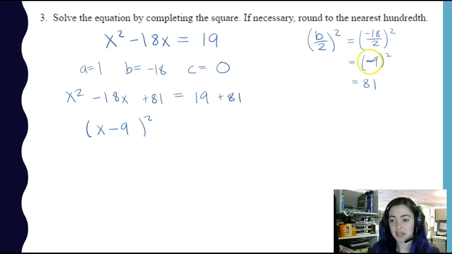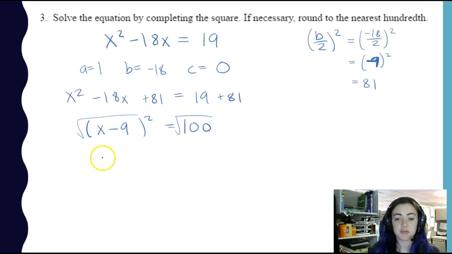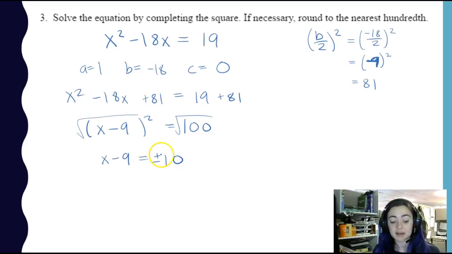That minus 9 kind of shows us. That equals 19 plus 81, so 100. Now we can solve that. So we can take the square root of each side. We have x minus 9 is equal to plus or minus 10 here.